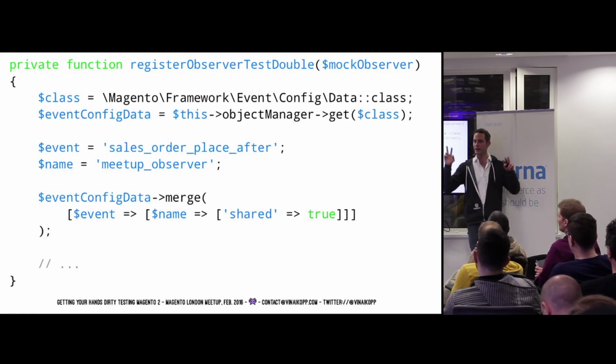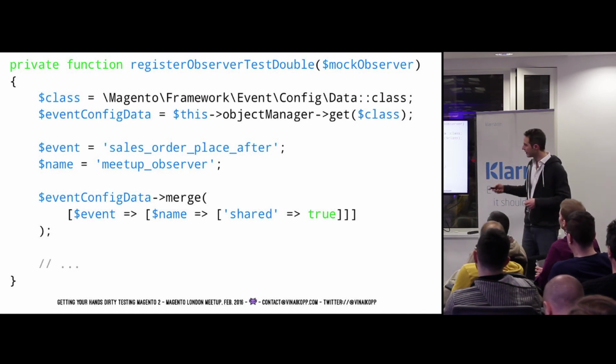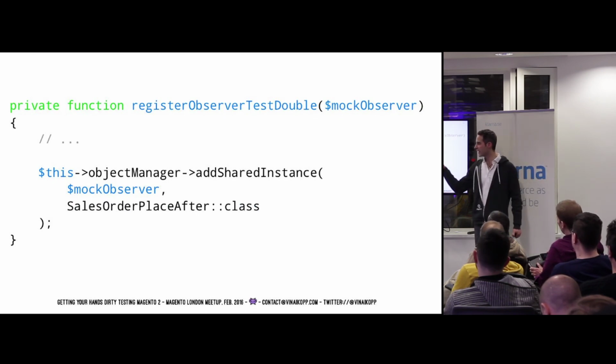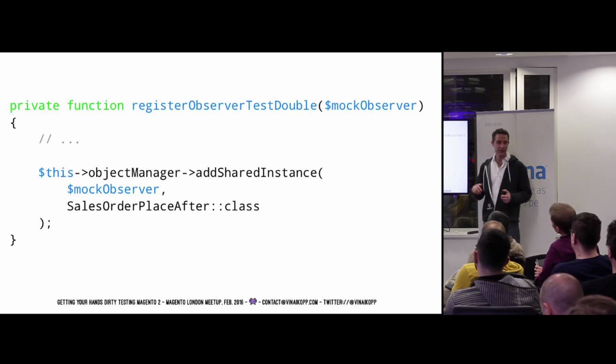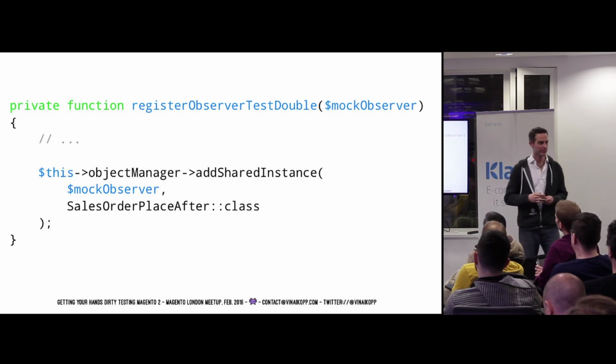So now it's kind of like a singleton observer, right? What we're doing is, on the fly, we're just modifying the configuration a little bit so we can inject our test double in this case. And if we look at the second part of this method here, we call object manager add shared instance, which is a method that is only provided by the integration test object manager. And we say, okay, every time somebody tries to retrieve an instance of this class, please return this test double.